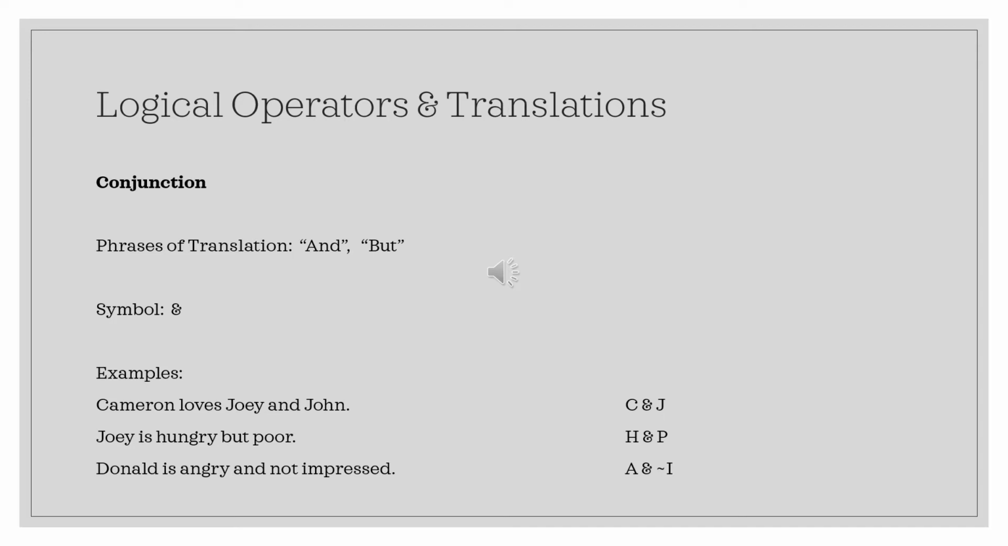Finally, we've got Donald is angry and not impressed. Well, the two sentences here would be Donald is angry and Donald is impressed. And then that would be symbolized as A, for Donald is angry, and ampersand, negation for the not here, impressed. So Donald is angry, and it is not the case that Donald is impressed, is what that last sentence says.